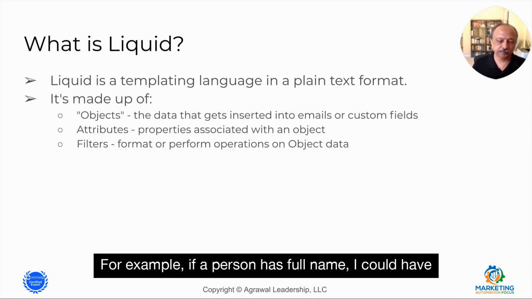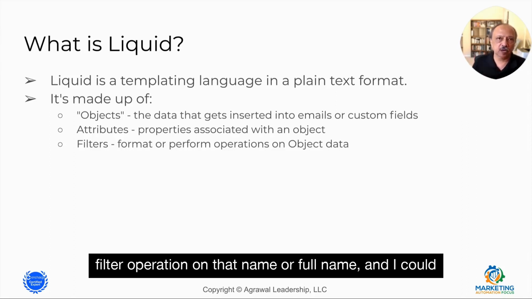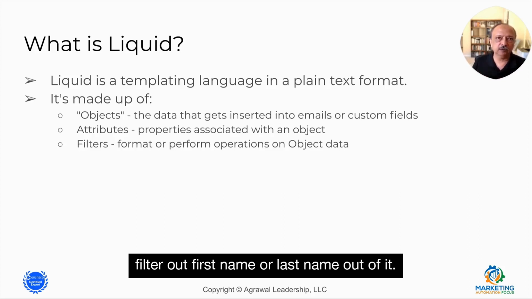For example, if a person has a full name, I could have a filter operation on that name or full name, and I could filter out the first name or last name out of it.